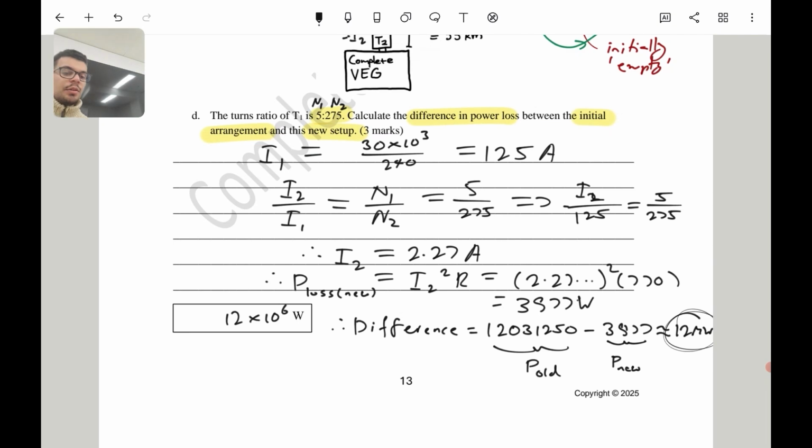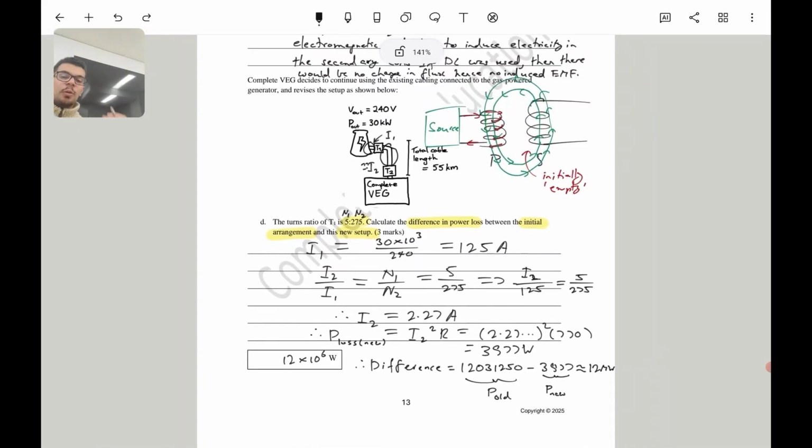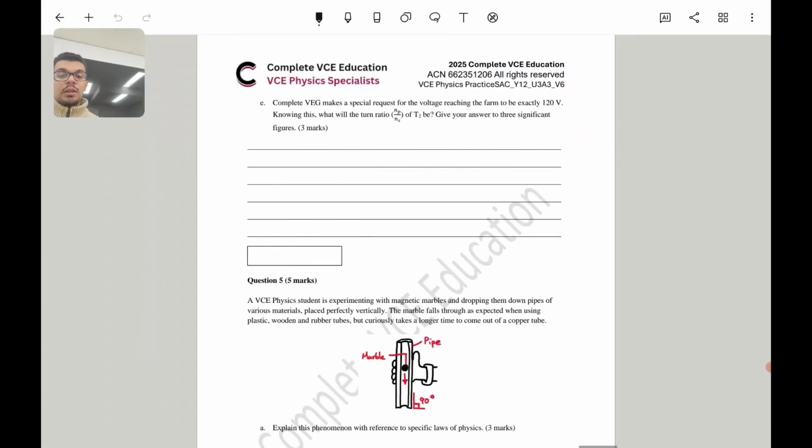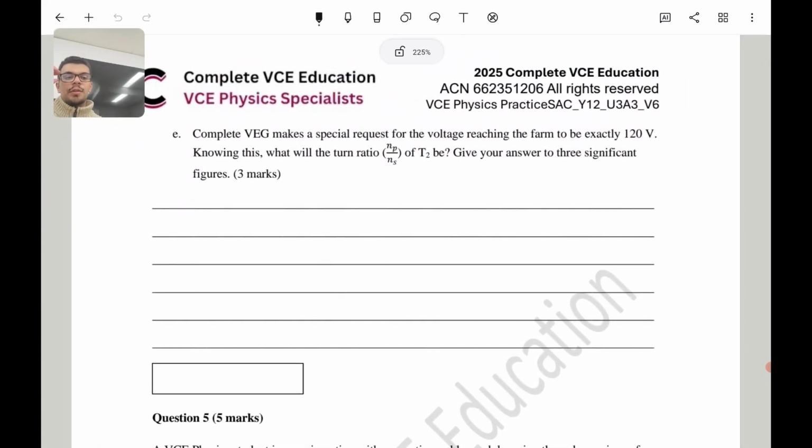The power loss difference is almost the exact same as the initial power loss. Okay, so there's a very big difference. It's almost like we reduced the power loss by 100% just by installing the initial step-up transformer. Okay, it shows you how step-up transformers can greatly reduce the power loss and therefore save energy.